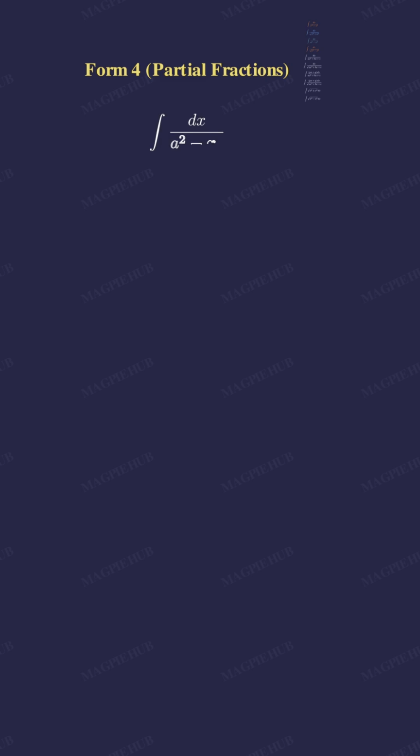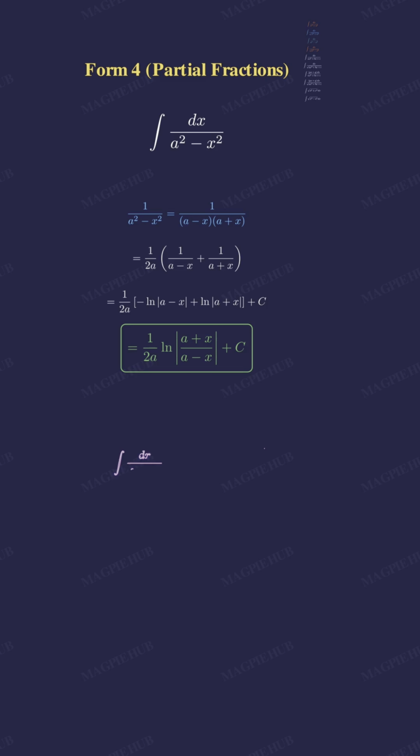Form 4, the integral of dx over a squared minus x squared. This one uses partial fractions, not trig substitution. Factor the denominator as a minus x times a plus x, decompose into partial fractions, 1 over 2a times the quantity 1 over a plus x plus 1 over a minus x, integrating each term gives logarithms. The final result is 1 over 2a times log of the absolute value of a plus x over a minus x plus c. For x squared minus a squared, the result is similar with x minus a over x plus a.